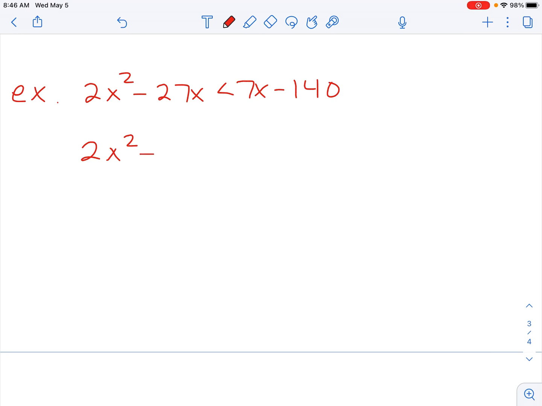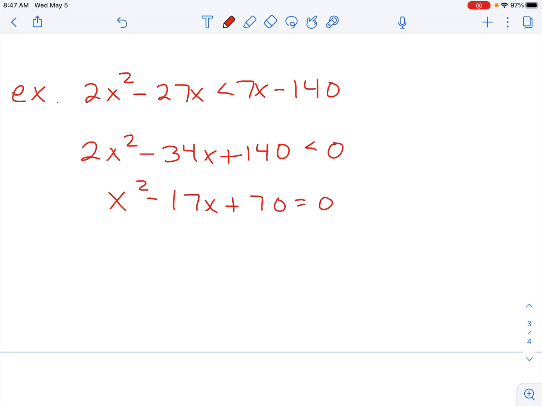So I have 2x squared minus 34x plus 140 is less than 0. Looks like I could divide everything by 2. Okay, and I said less than, I really am thinking of that as an equal sign. So let's say x squared minus 17x plus 70 is equal to 0. And with any luck, that one will factor, which it does.